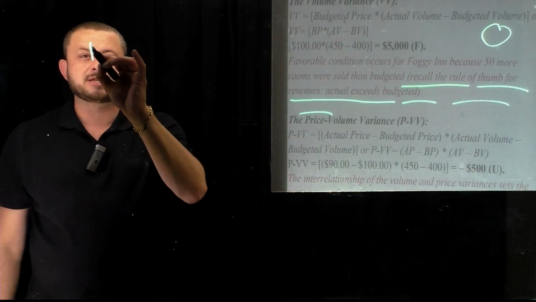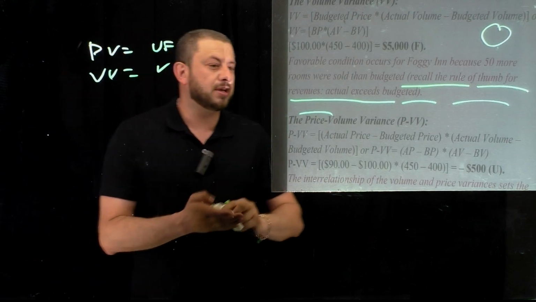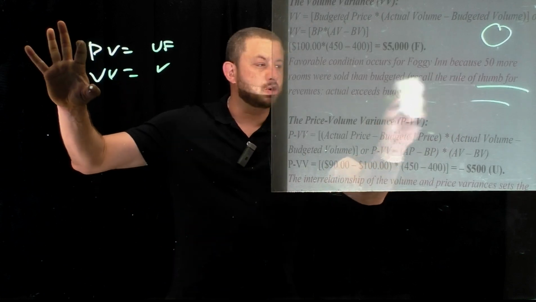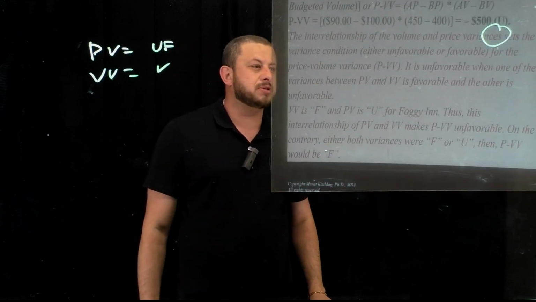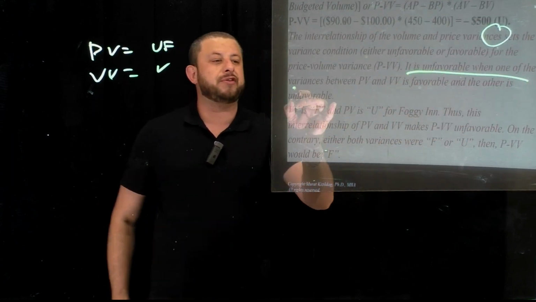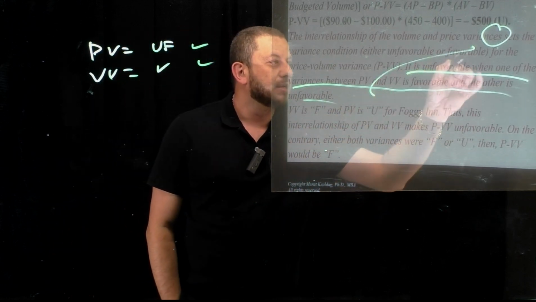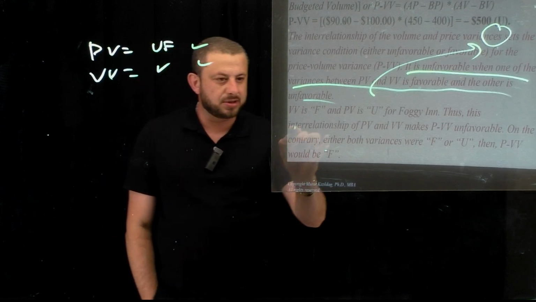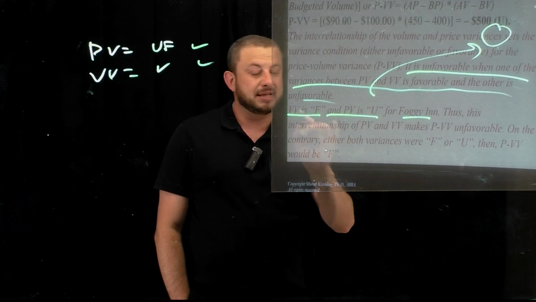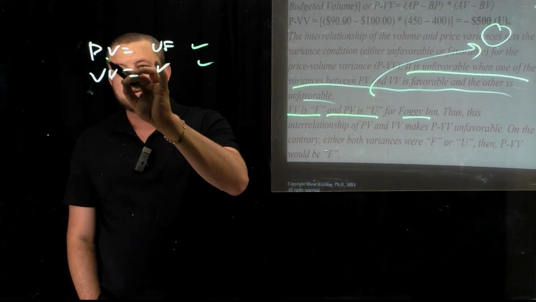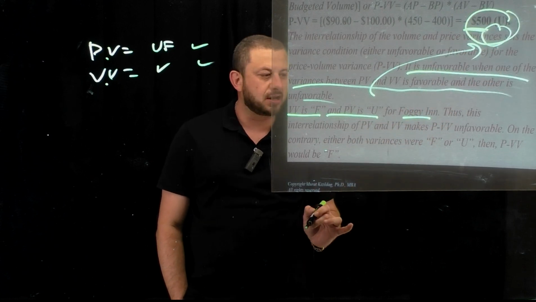Therefore, in this case PV is unfavorable and VV is favorable. The interrelationship of price and volume tells us that for judgment purposes, it is unfavorable when one of the variances between PV and VV is favorable and the other one is unfavorable. This is the condition. Therefore, we have the unfavorable result. So in this case, VV is favorable, PV is unfavorable for foggy, and therefore the interrelationship of PV and VV tells us that we have an unfavorable condition of $500.